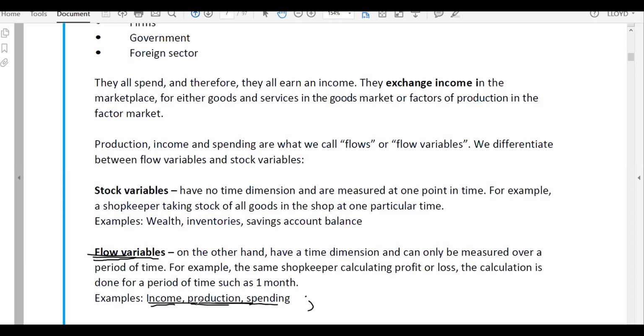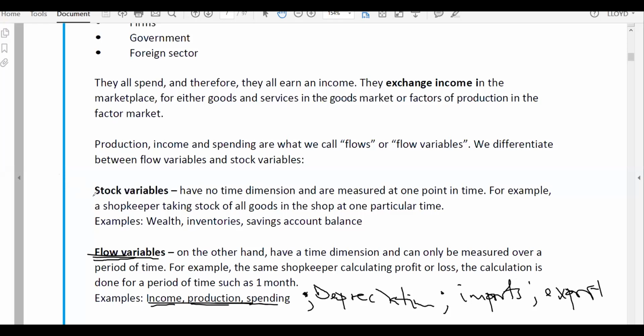Others, you can think about other examples of flow variables. You can think about unemployment. Okay, unemployment doesn't really fit so well. Let me think of something else. So these are some other examples that you can think about: depreciation, imports, exports. You can measure them over a period of time.